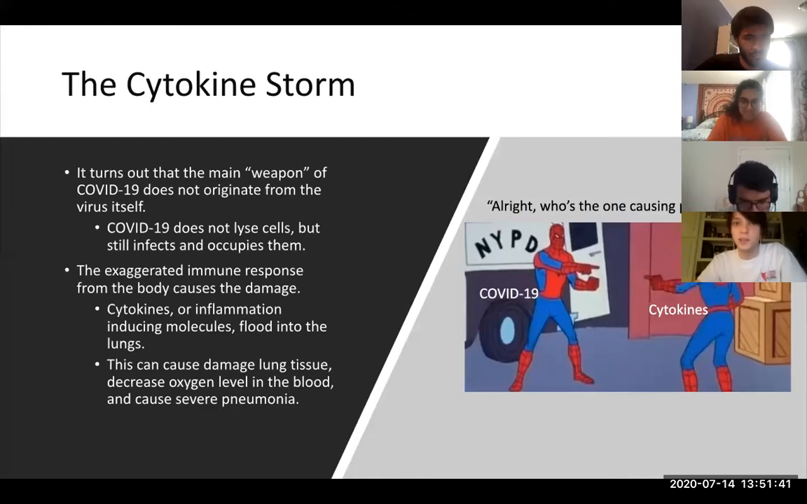So that leads into the cytokine storm. The main way COVID causes all this damage is not because it infects or does it itself, it's the immune response. COVID doesn't lyse cells, so it doesn't split them open like other viruses do. The main culprit here is the cytokines, which induce inflammation, and upon detection of COVID, the body sends tons and tons of these into the bottom of the lungs. The alveoli are the point where oxygen travels into the blood, so of course the body's going to be more sensitive in this area. That can cause lung tissue damage, decrease oxygen levels, and cause severe pneumonia.